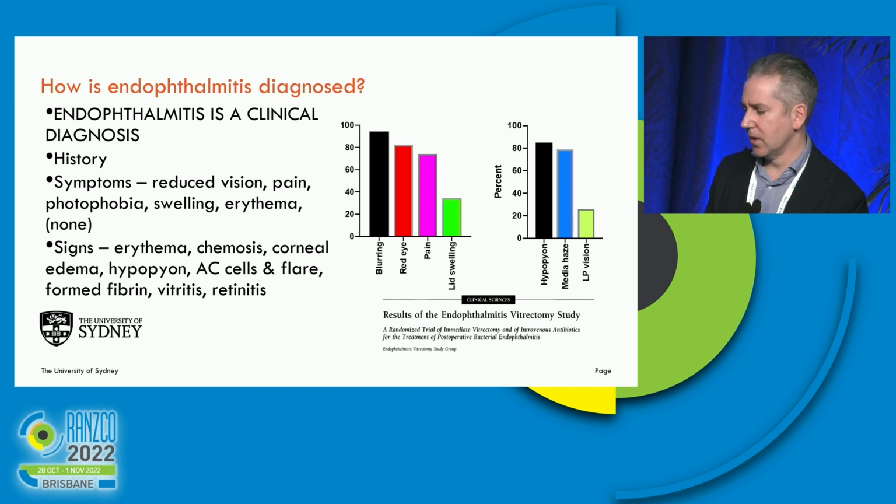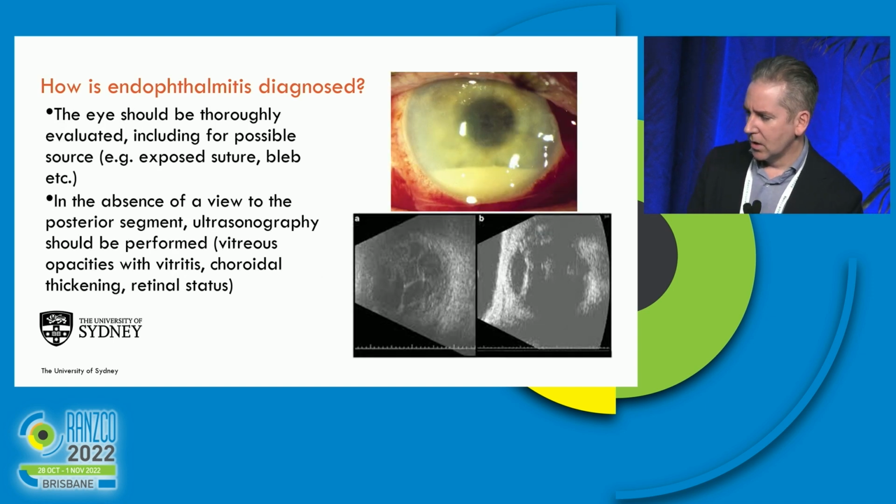In terms of the signs, they're the signs of inflammation throughout the eye. So erythema, swelling of the conjunctiva, corneal edema, hypopyon, which we heard about before, AC activity, and the hallmark is involvement of the vitreous. In the EVS study, more than 80% of people presented with a hypopyon. So that's acute post-cataract surgery endophthalmitis, as we heard earlier on.